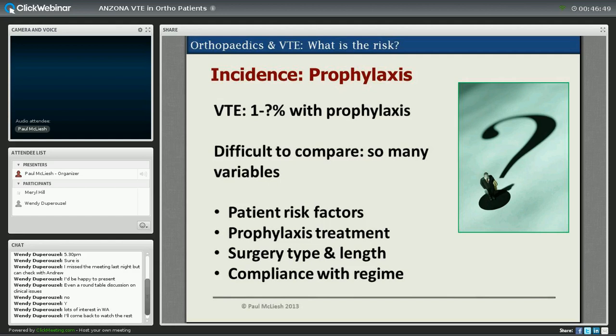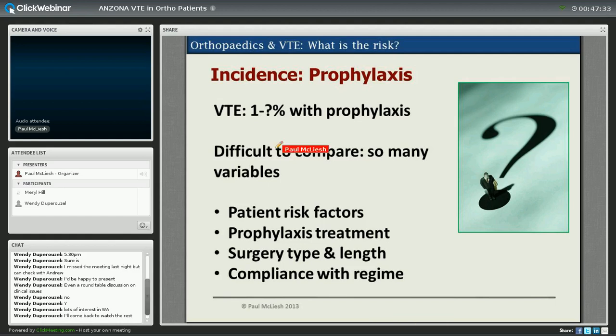So we can compare that with practice now. With prophylaxis, some of those incidences have come down to around 1% to the low single figures. It's a little bit difficult to compare because there are so many different variables. There are the patient risk factors against the way someone's been treated with the prophylaxis, so the type of prophylaxis, the dose, the frequency, the length of treatment, they all vary a lot. The surgery type varies, also the length of time in surgery and the length of time in hospital varies, and then also compliance with any sort of regime as well.